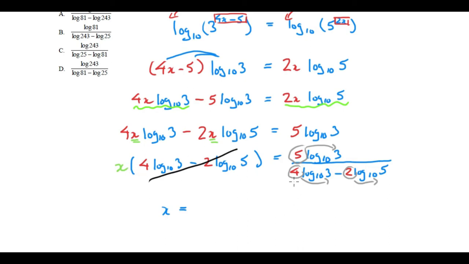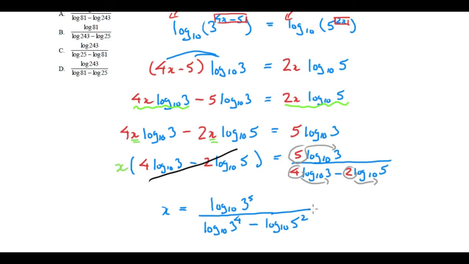We'll say this x is equal to log base 10 of 3 to the power of 5 now. We'll figure out what that is in another second. And on the bottom, bringing that coefficient back inside as a power, this will be log base 10 of 3 to the power of 4, subtract log base 10 of 5 squared, where that 2 comes back in.